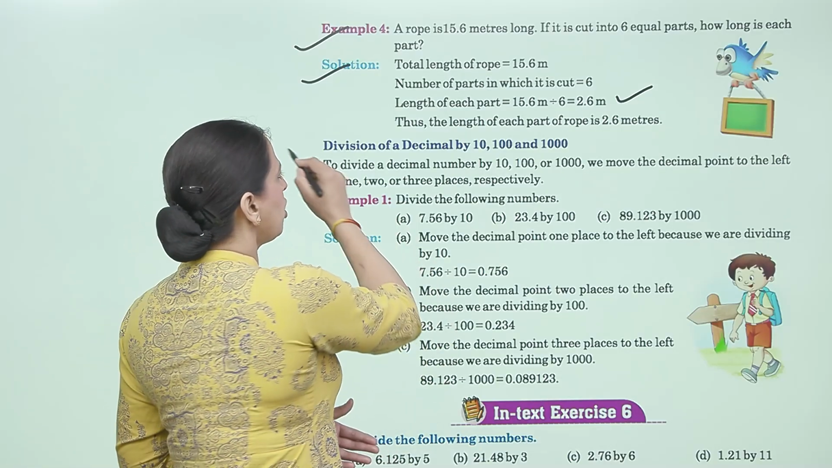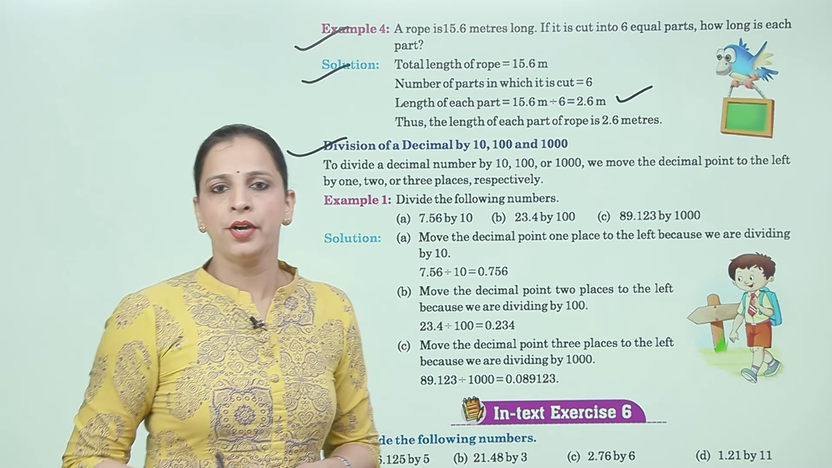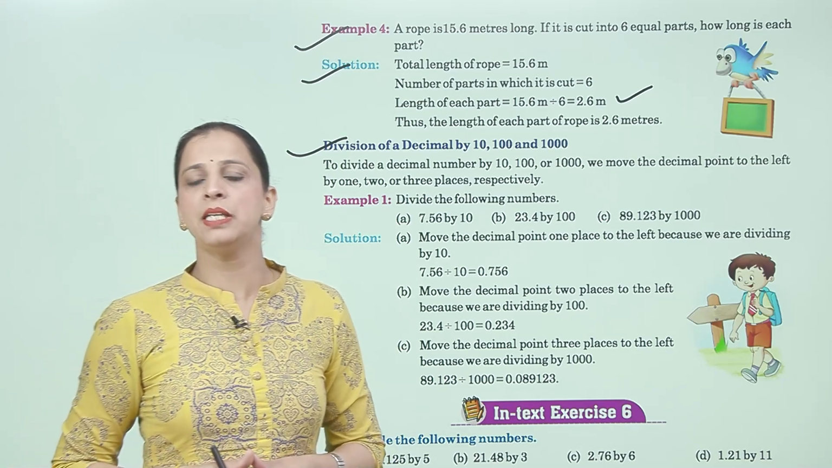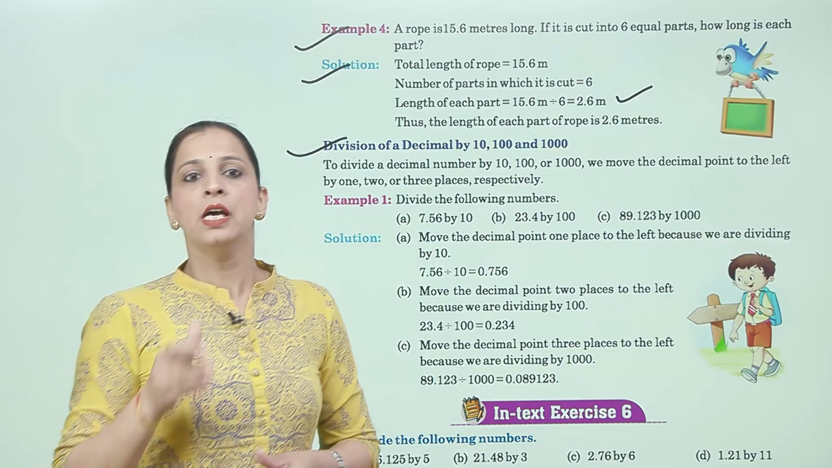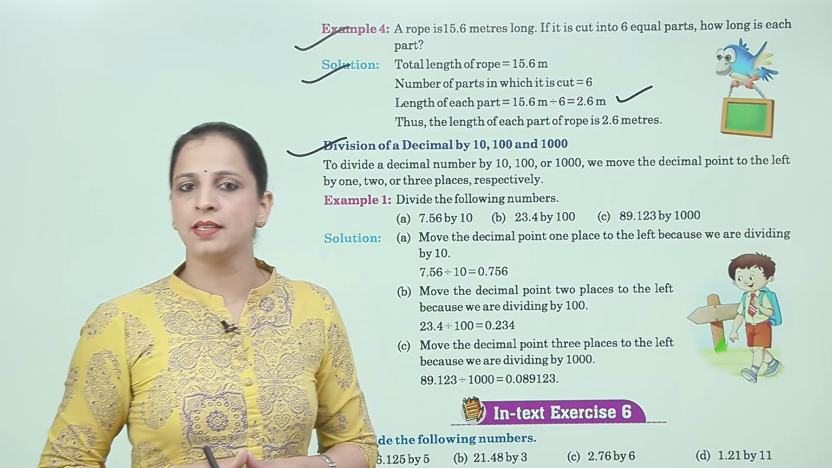Now, division of a decimal by 10, 100 and 1000. To divide a decimal number by 10, 100 or 1000, we move the decimal point to the left by 1, 2 or 3 places respectively.